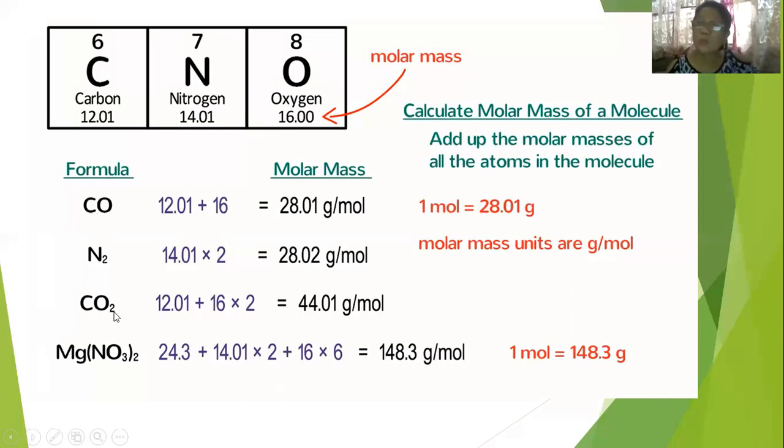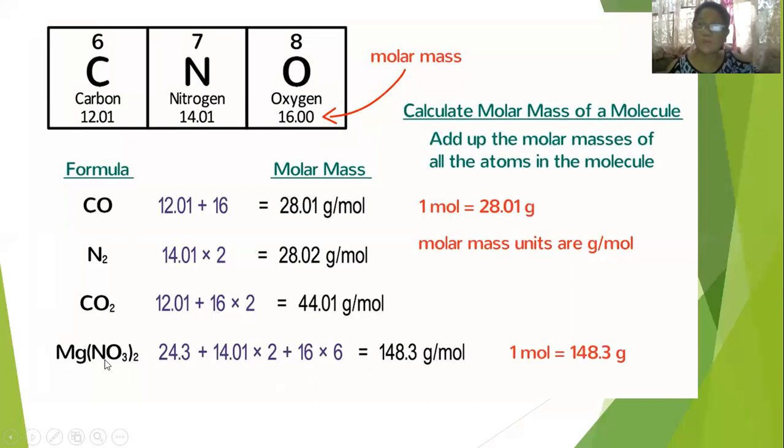For carbon dioxide, this is different from carbon monoxide because your carbon dioxide has already 2 atoms of oxygen. Therefore, same process, carbon, it has 12 multiplied by 1 atom. Then oxygen, you have 2 atoms multiplied by the molar mass of oxygen, which is 16. Therefore, that is 16 times 2, it's 32, plus 12.01, it's 44.01 grams per mole.